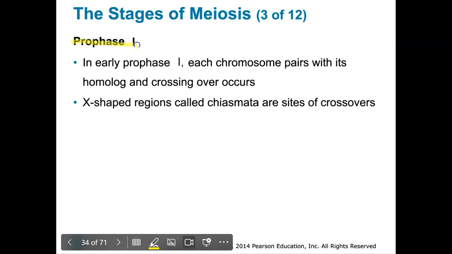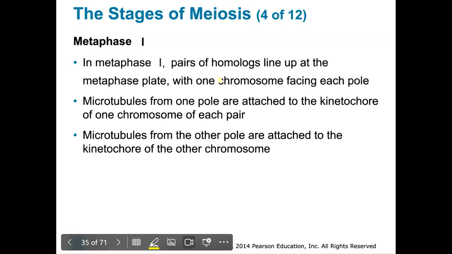During prophase 1, all of the same things happen as what happens in prophase of mitosis. So you have chromatin condensing into chromosomes. You have centrioles moving to opposite ends of the cell. The nuclear envelope disappears. So all of those same things happen, but one more thing happens, and it's called crossing over. Crossing over is the exchange of genetic material between the homologous pairs of chromosomes, and it's going to increase the genetic variety in the offspring.